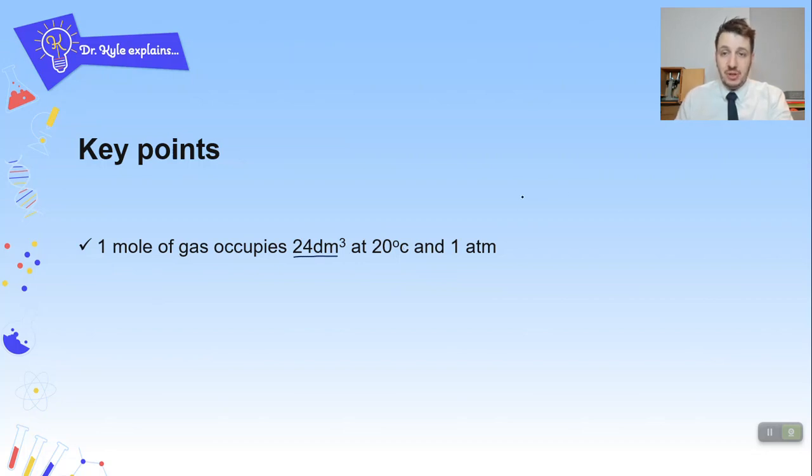Now just to remind you, 1 decimeter cubed is equal to 1,000 centimeters cubed, and so in order to convert decimeters cubed to centimeters cubed, you times by 1,000, and in order to convert centimeters cubed to decimeters cubed, you would divide by 1,000.